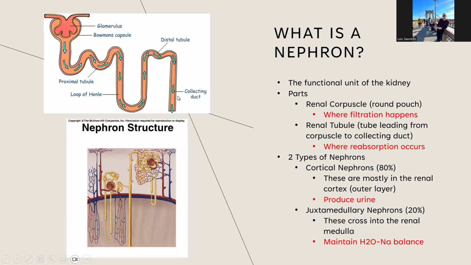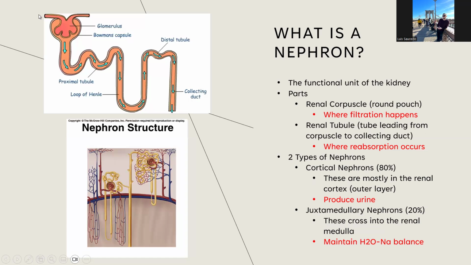The collecting duct is here. However, the collecting duct is not part of a nephron. There are multiple nephrons that feed into one collecting duct. The collecting duct is just there to receive what's left over after reabsorption and secretion so that it can leave the kidney, go into the ureters, and then into the urinary bladder.